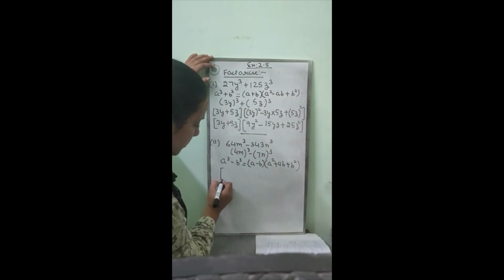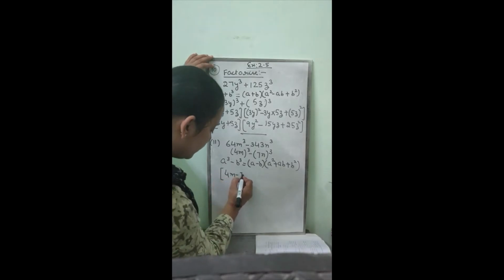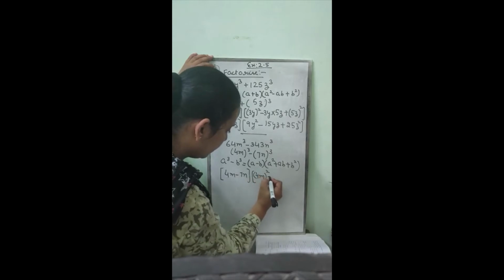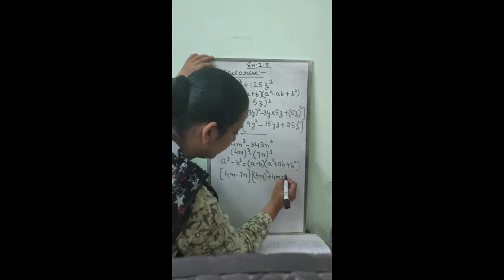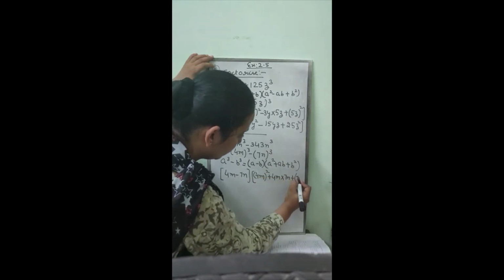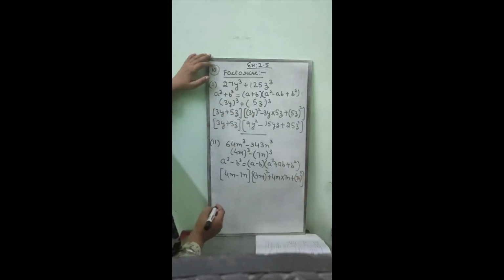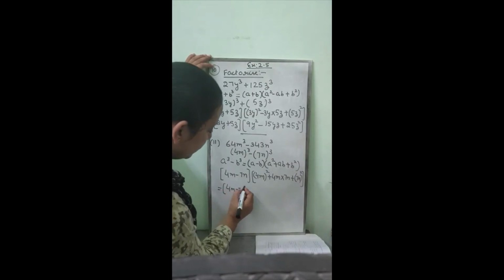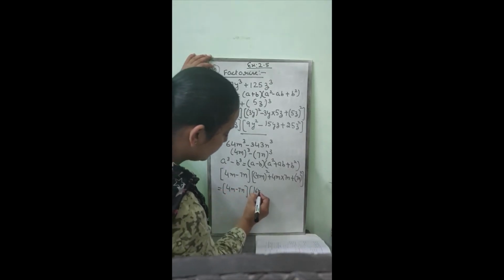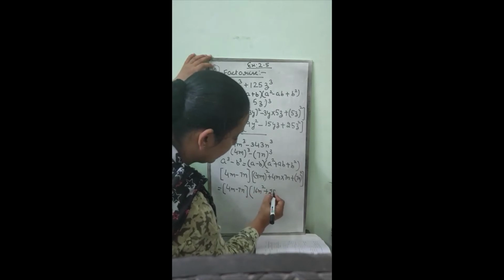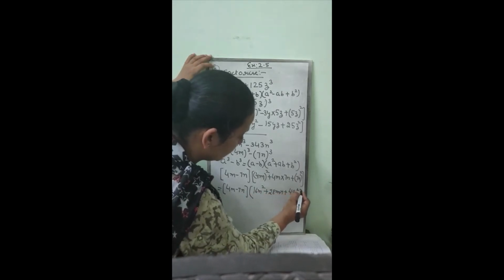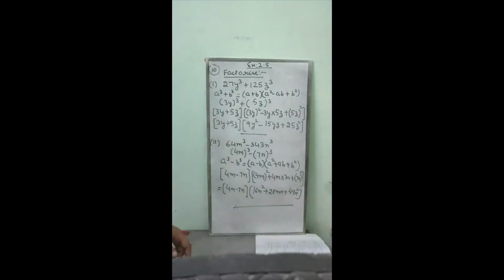What will you write? a minus b, a square plus ab plus b square. Your final answer will be 4m minus 7n, times 16m square plus 28mn plus 49n square. That's all. Give a 1 minute review to these two parts thoroughly.